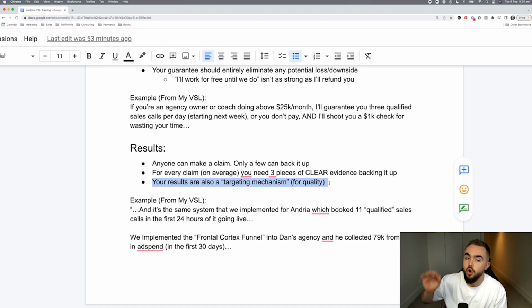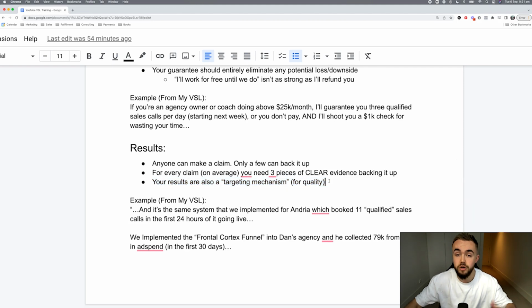And this is something else that's important. Your results can also act as a targeting mechanism, meaning for quality. A lot of people try to get better quality through the audiences that they target. So if they're running ads, they'll try to increase quality by targeting Russell Brunson instead of Mike Dillard, right? That's just not going to give you a crazy discrepancy in quality. So the quality has got to come from somewhere else. Where else does it come from? It comes from the messaging, and one of the things you can do in your messaging is your results.